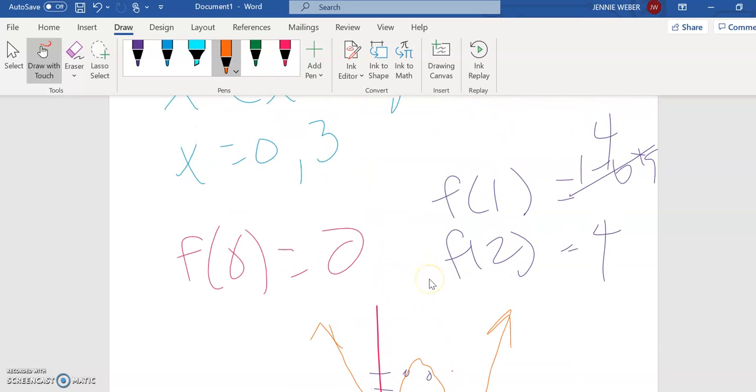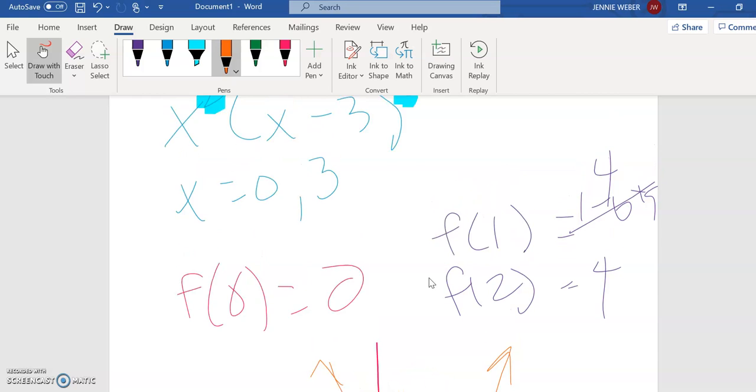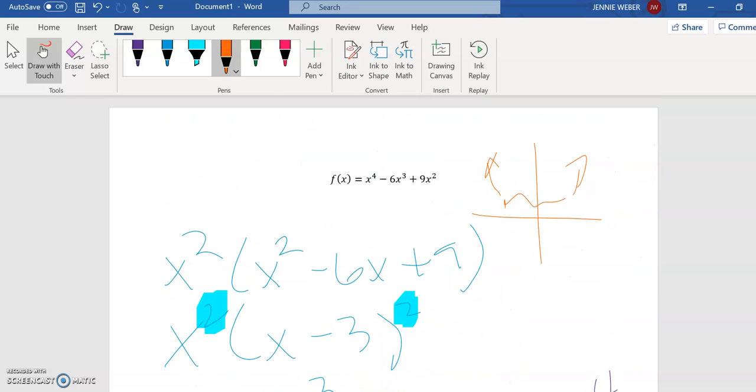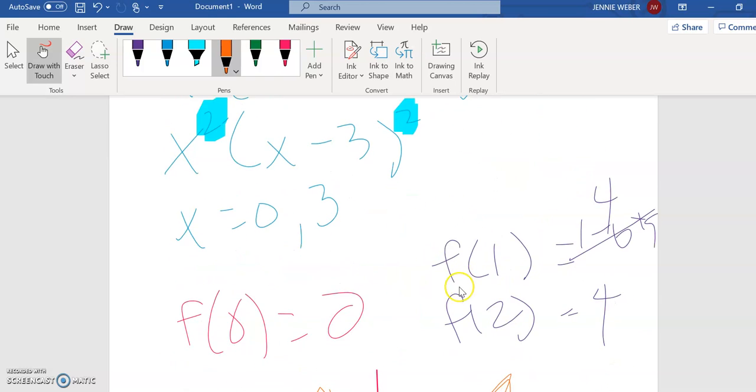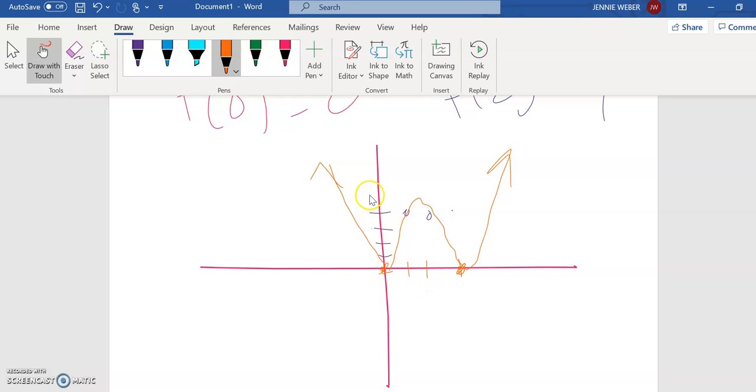Now, certainly you could pick a point in here. I could throw in 1.5 and see what happens. Well, let's go back and do that just for the fun of it. So 1.5 to the 4th minus 6 times 1.5 to the 3rd plus 9 times 1.5 squared. And I get like 5.06. So you can see here, I'm getting kind of a right up there point, and I can see that arc coming back down.